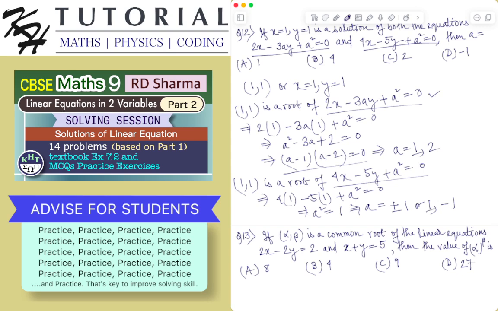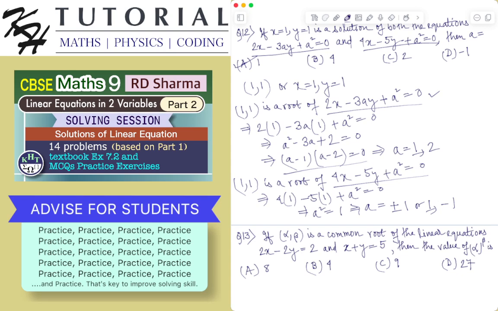If a is equal to 1, then only the ordered pair 1 comma 1 will be a root. It will satisfy both the given linear equations, or it will be a solution to both the given linear equations. So the correct choice is a. The value of a has to be equal to 1. The value of a cannot be 2.